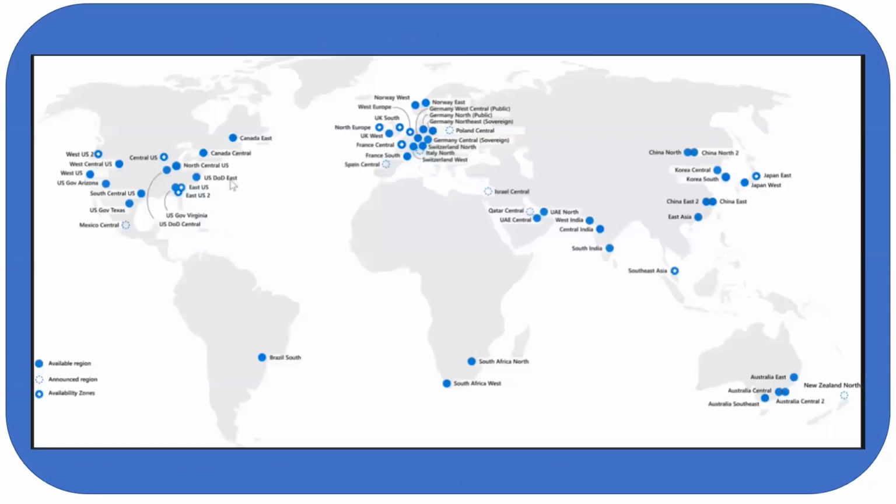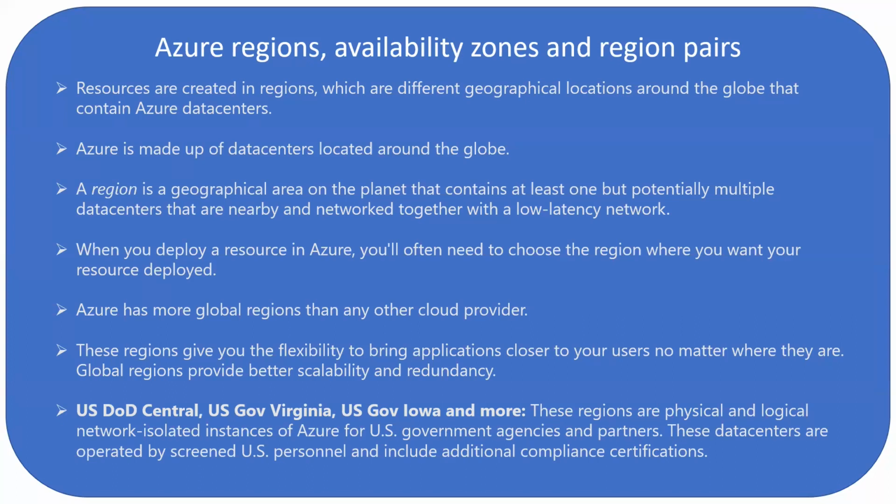So if you have a web application which caters to users across the world, say in Africa, India, Brazil, America, you can deploy your resources in all these different regions so that your application is closer to the users, and it also provides the benefit of low latency. Global regions also provide better scalability and redundancy.